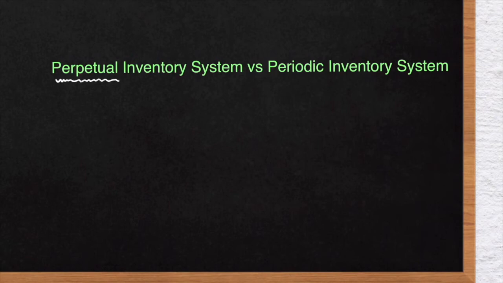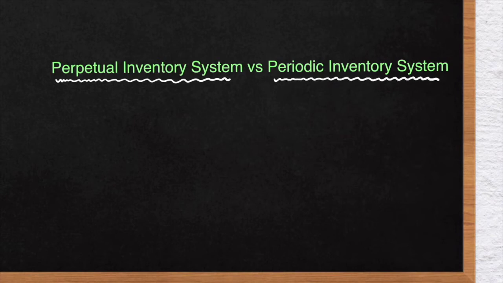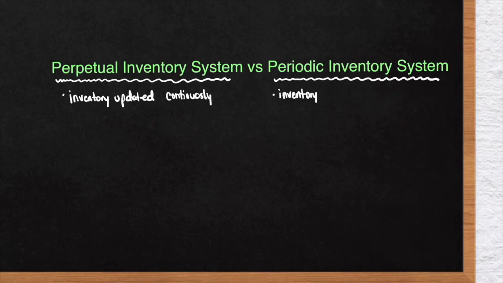Next, we're going to talk about perpetual inventory system and periodic inventory system. I talked a little bit about this in the first video, but we have to review it because we're going to assume that all our examples are using a perpetual inventory system. So let's review. Remember that a perpetual inventory system is where inventory is updated continuously. So at all times, a merchandiser will know what they have on hand in respect to inventory.